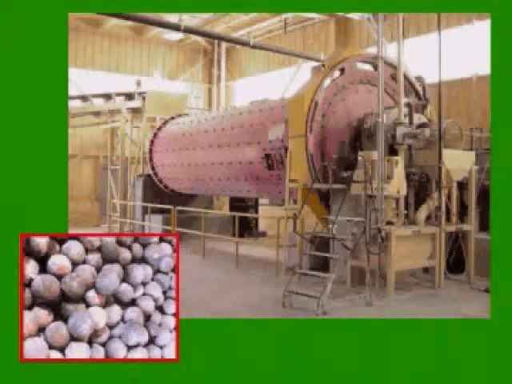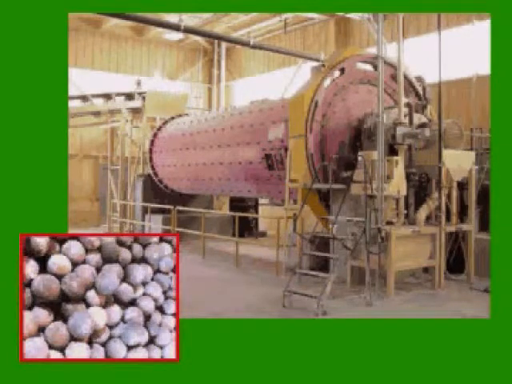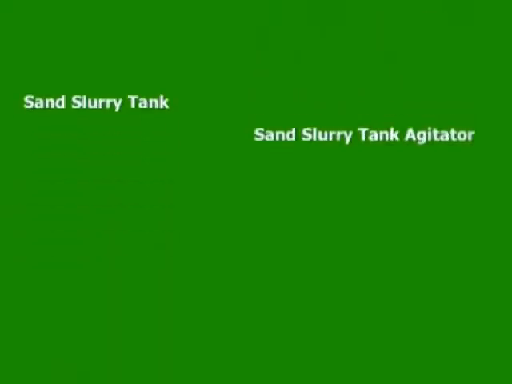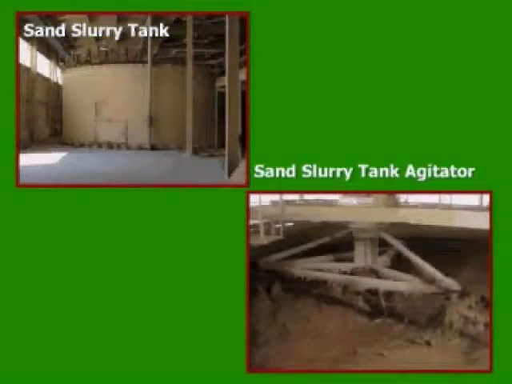When producing AAC with quartz sand, the ball mill will assure the grinding of the proper consistency of the sand, which is wet grinded. There are few manufacturers which are using fly ash instead of sand. Those facilities do not require the ball mill. Basically it begins with the sand, which is the dominant raw material. The sand will be mixed with water in large slurry tanks.